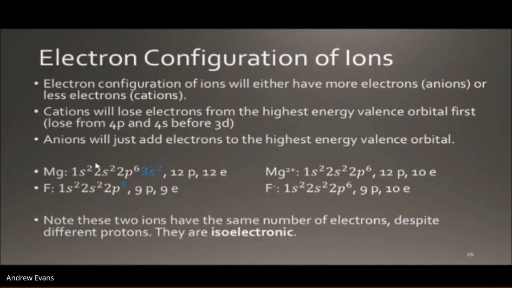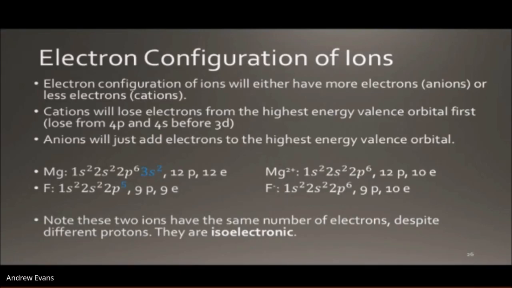So for magnesium, magnesium 2 plus loses 2 electrons. The highest energy level is row 3. There's no P, so we lose from the S. So 3s2 goes to 3s0, which can then be omitted. So magnesium 2 plus has the electron configuration of 1s2, 2s2, 2p6.